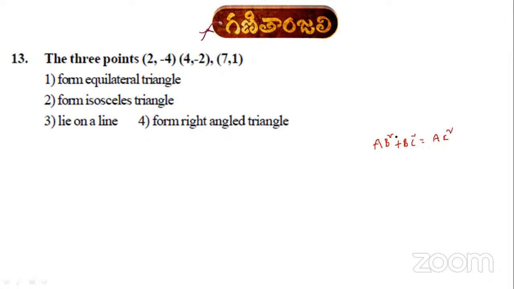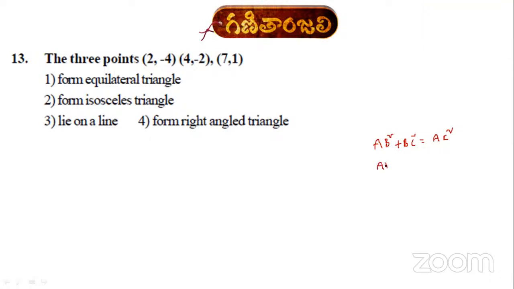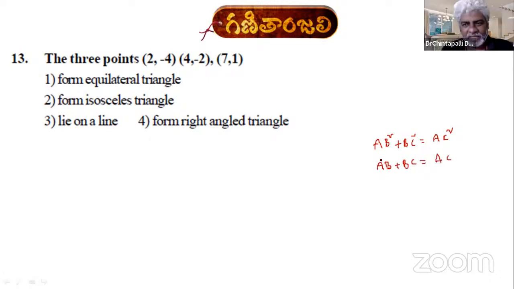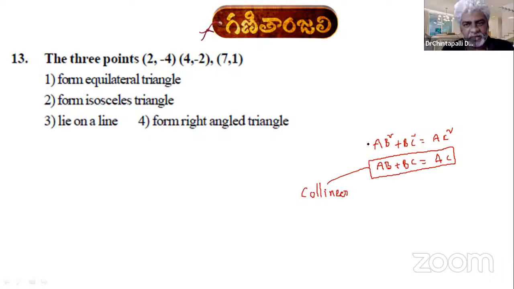Side square plus side square equals hypotenuse square. This is called Pythagoras theorem. If we remove squares, that means AB plus BC is equal to AC, line segment. This leads to the statement: same line means collinear. The technical, mathematical word for lying on the same line is collinear.